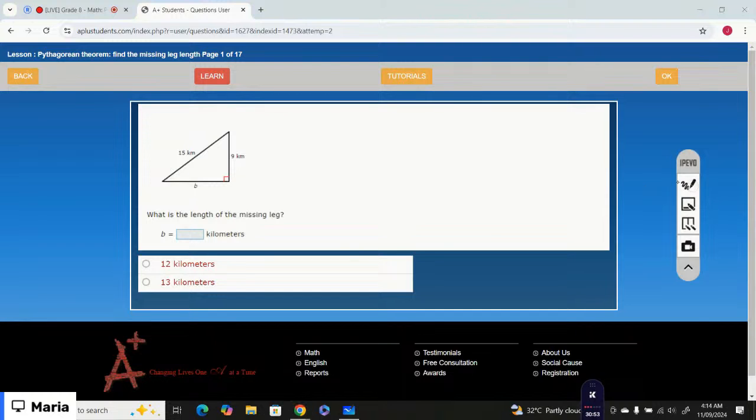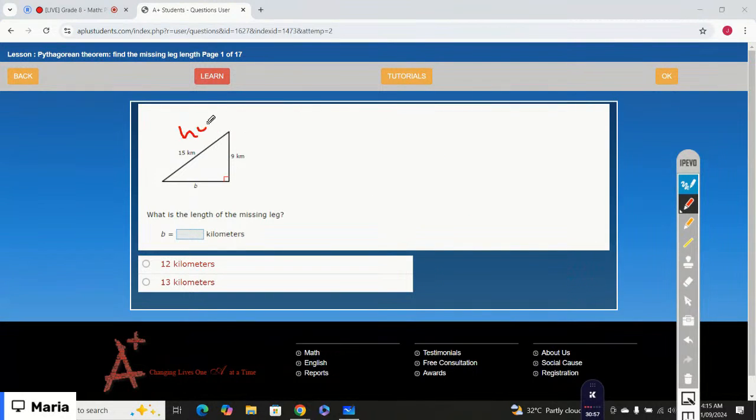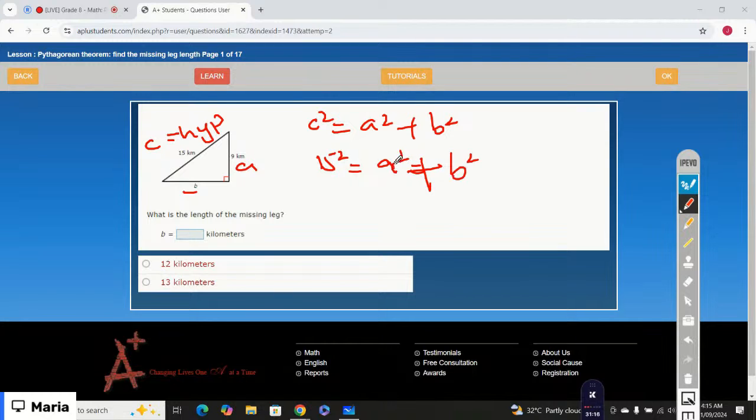So here is the longest side of the triangle, that is C, right? That is the hypotenuse. We know that C square equals A square plus B square. Just put in the values. For example, that is A because here that is B, right? So that is 15 square equals 9 square plus B square. You need to find the value of B, right? So move that 9 square to the other side. You are left with B square only. 15 square minus 9 square.